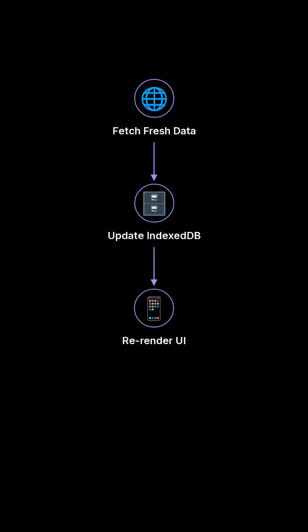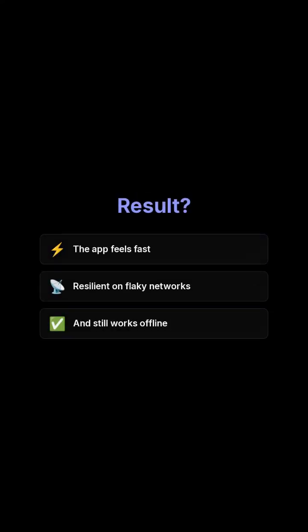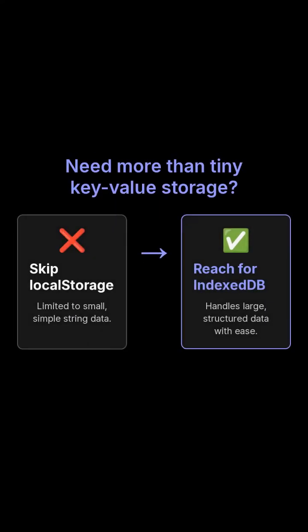Here's a classic pattern. User opens your app. You read data from IndexedDB instantly and show it in the UI. In the background, you fetch fresh data from the server. You update IndexedDB and re-render the UI. Result? The app feels fast, resilient on flaky networks, and still works offline. So next time you need more than tiny key-value storage, skip local storage and reach for IndexedDB.